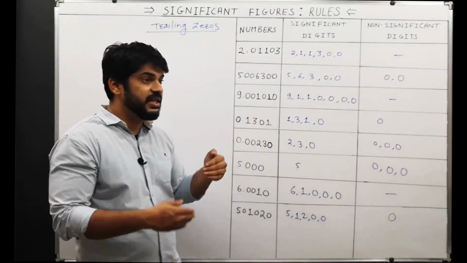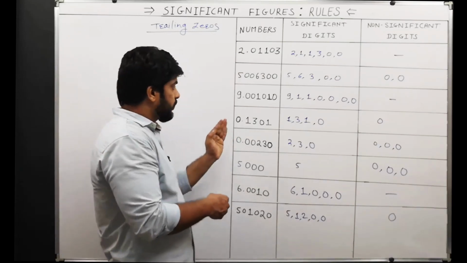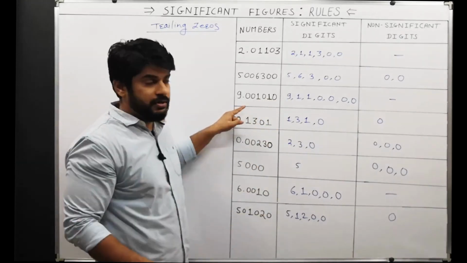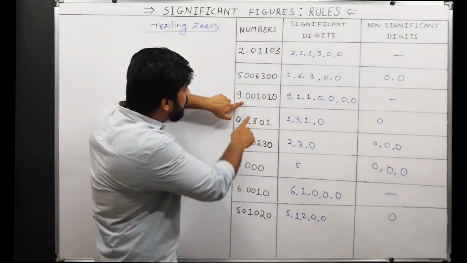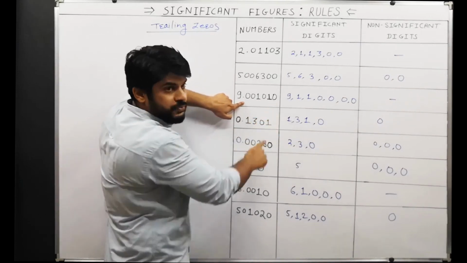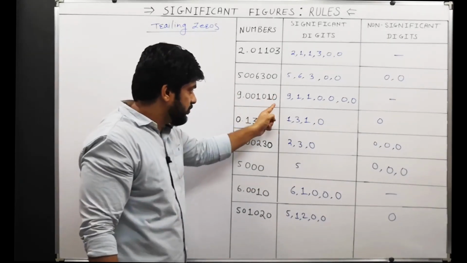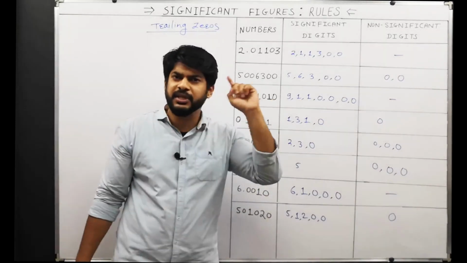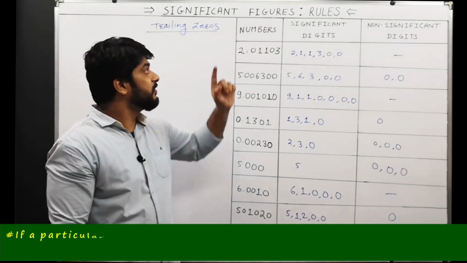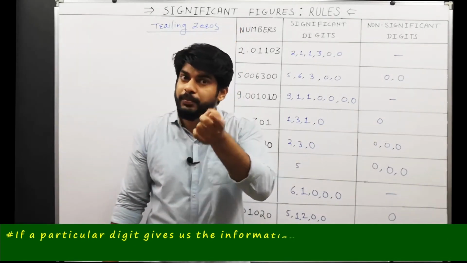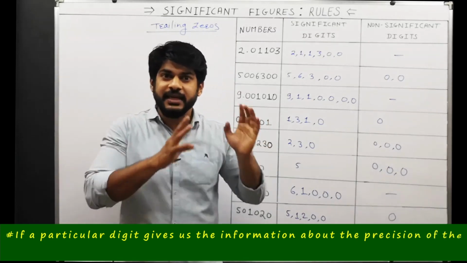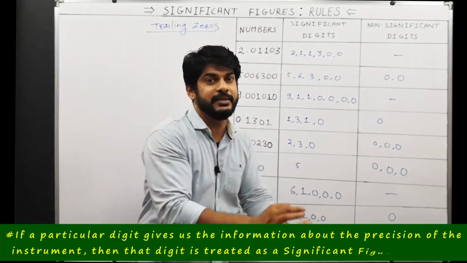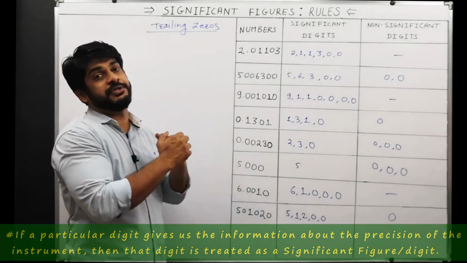Okay, this zero says that the number has been measured up to this much resolution. This is precision. This talks about the precision. That's why it is significant. At the beginning itself, I said that significant figures talk about the precision of the instrument. If any digit talks about the precision of the instrument, then it is considered to be significant. That is what we have applied over here.